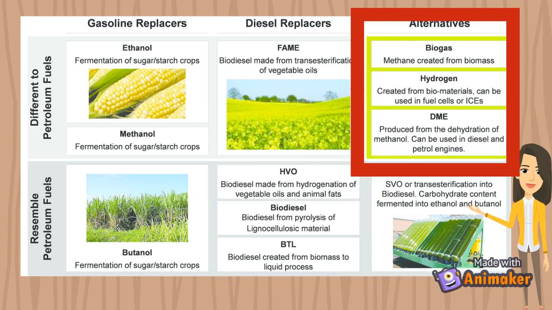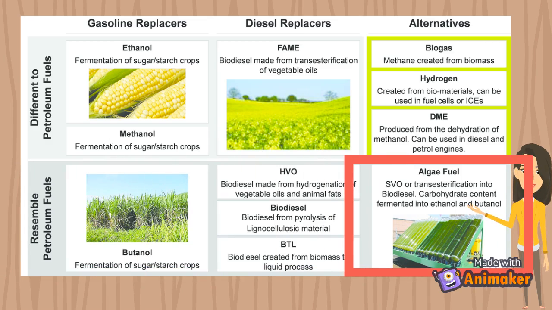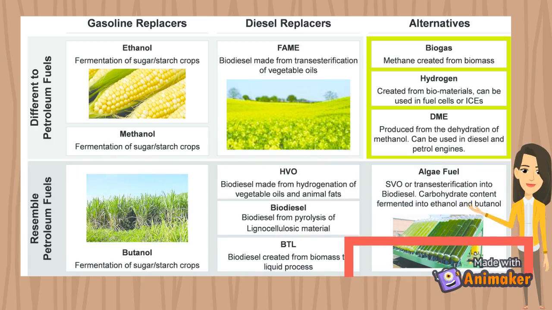Then, for the biogas, hydrogen and DME, they are the biofuels that are reprocessed from methane and methanol to produce diesel, petrol engine, or fuel cell. Algae fuel is transesterified into biodiesel. Carbohydrate content is fermented into ethanol.